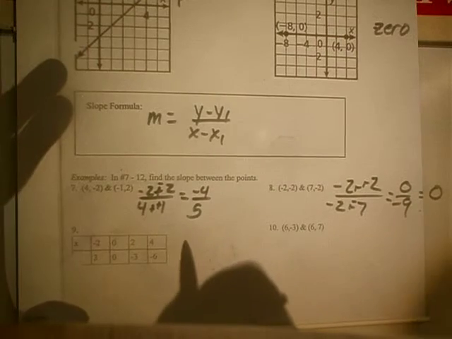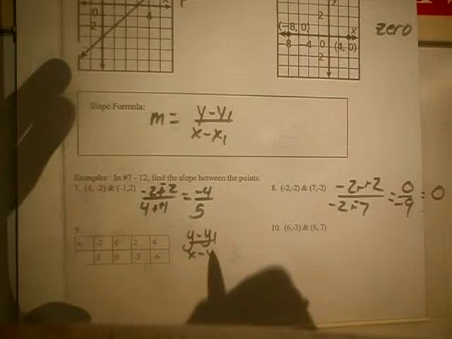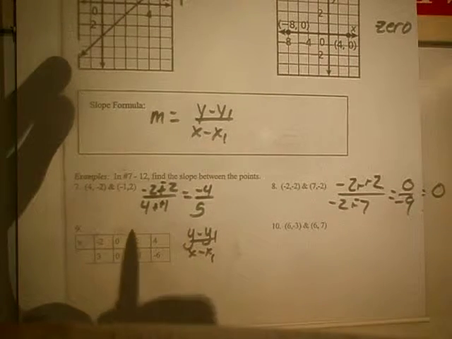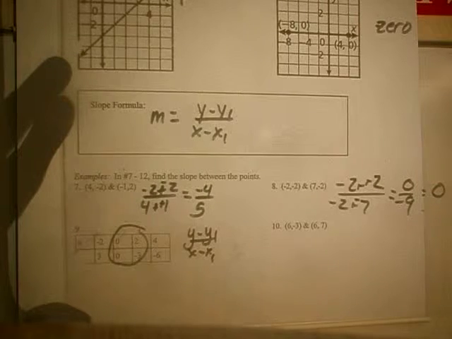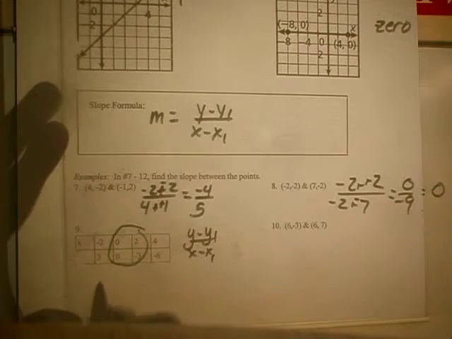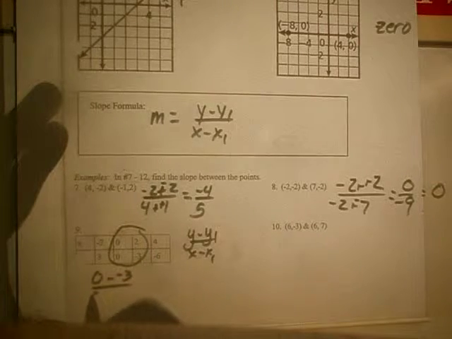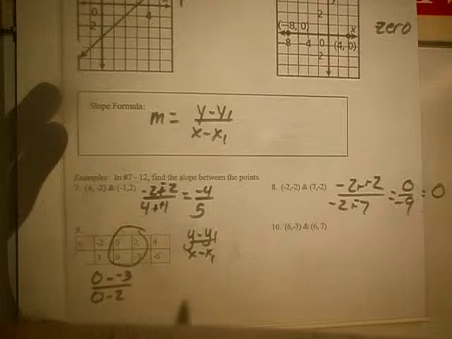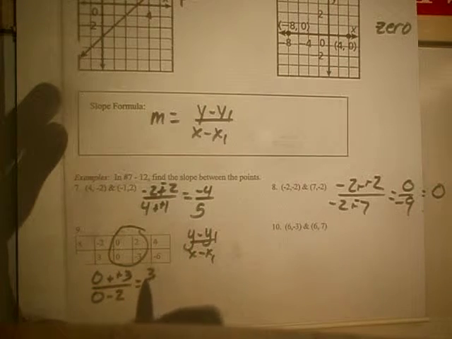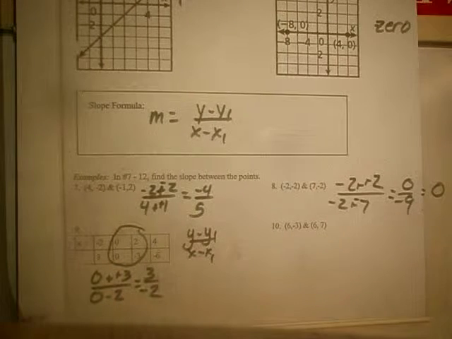Number 9, we are going to do y minus y1 over x minus x1. The y's are the second coordinates here. I'm going to pick any numbers, I'm going to pick the zeros. So we can do 0 minus negative 3, and then 0 minus 2. Subtracting a negative would be an addition. So you would have 3 over negative 2.